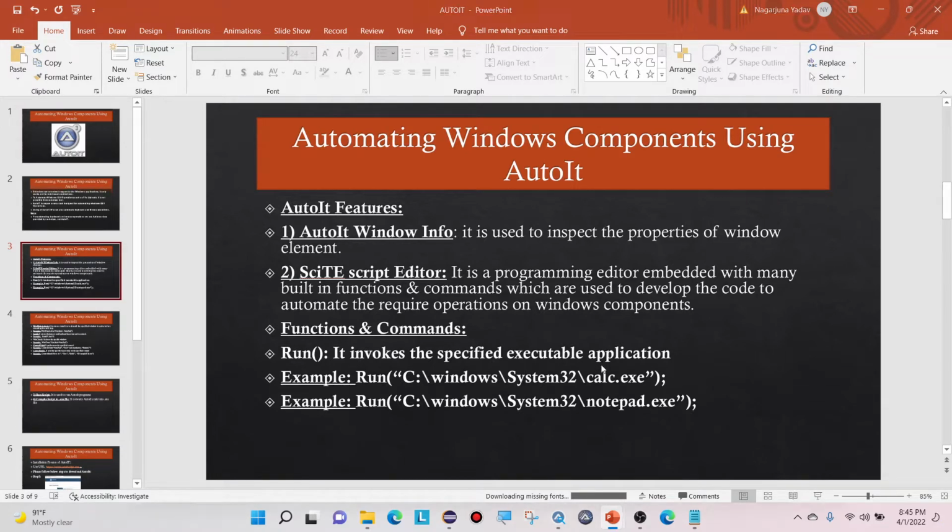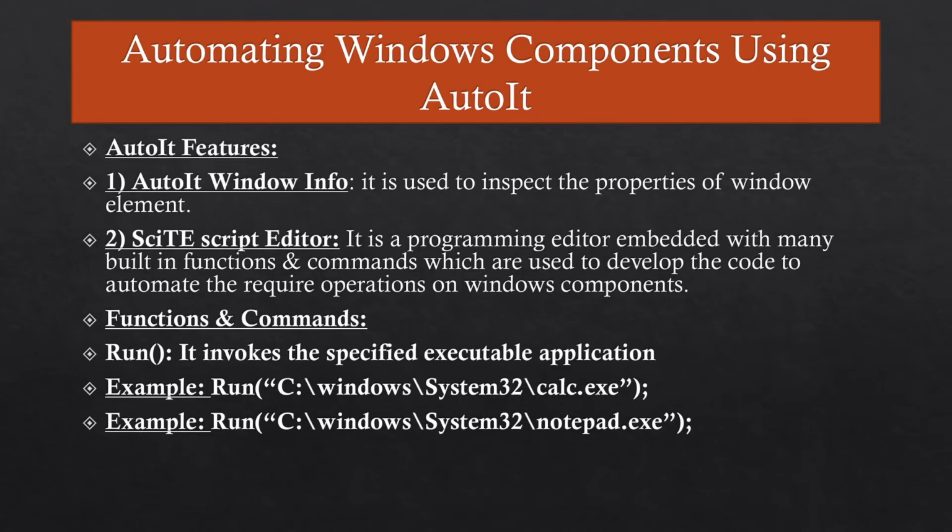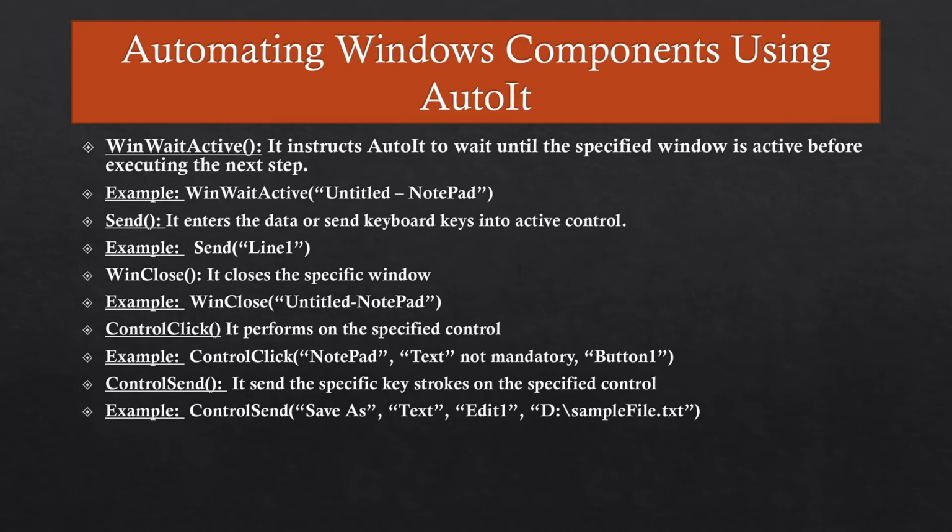Then our next command here is WinWaitActive. What does this WinWaitActive command do? It instructs AutoIt to wait until the specified window is active before executing the next step.